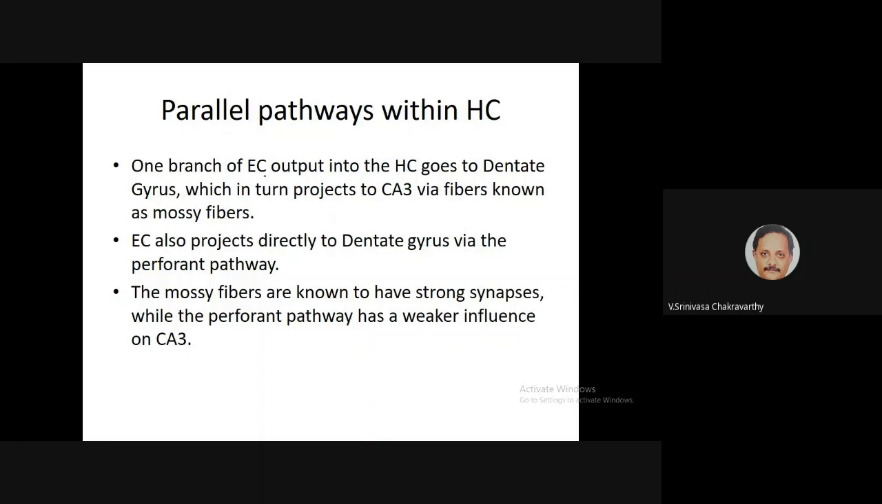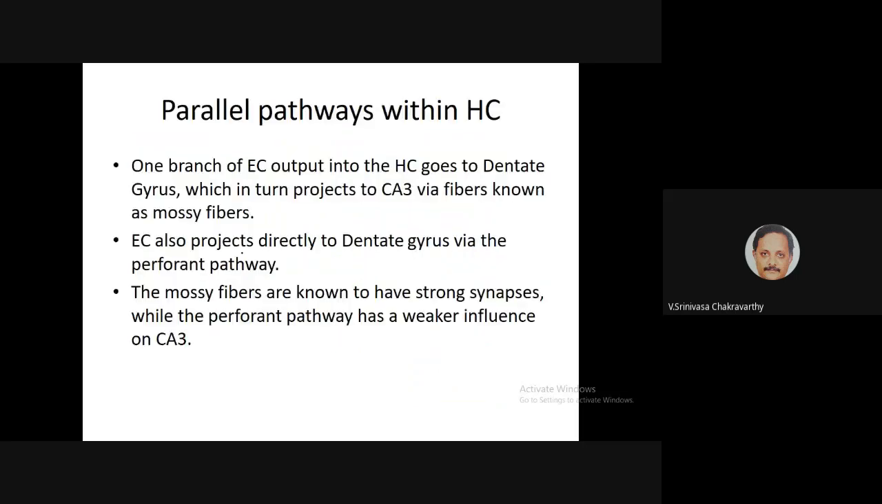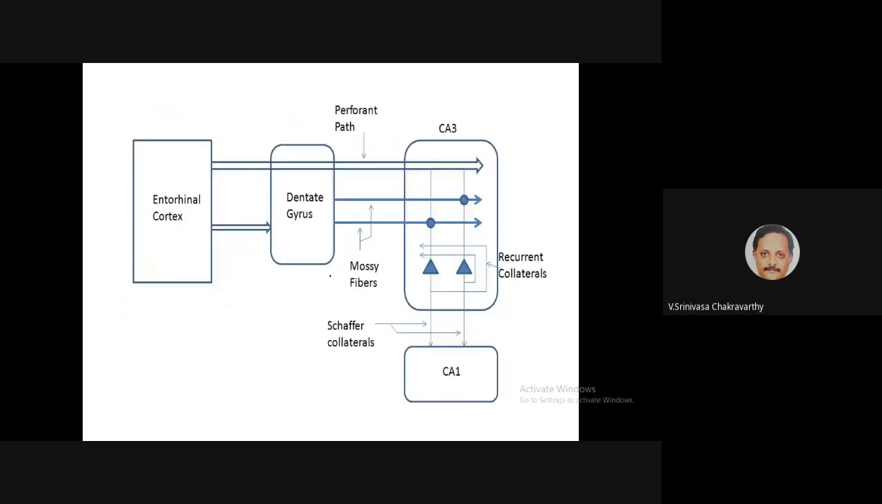Now, you see one branch of EC goes into HC, goes to the dentate, which projects to CA1. These fibers are called mossy fibers. Okay, so you have a name for every one of these branches. Then another branch of EC goes directly to the dentate gyrus via the perforant pathway. The mossy fibers are known to have strong synapses. The perforant pathway has a somewhat weaker influence.